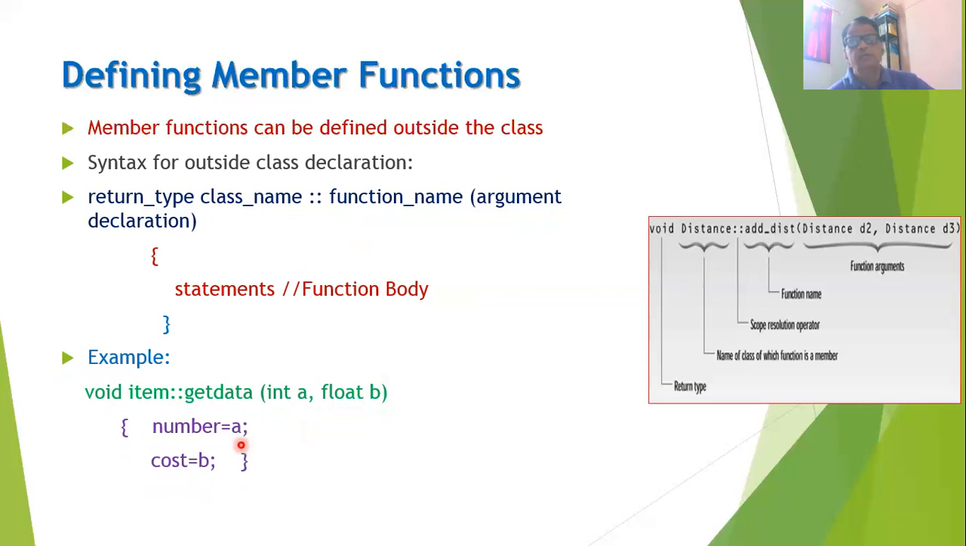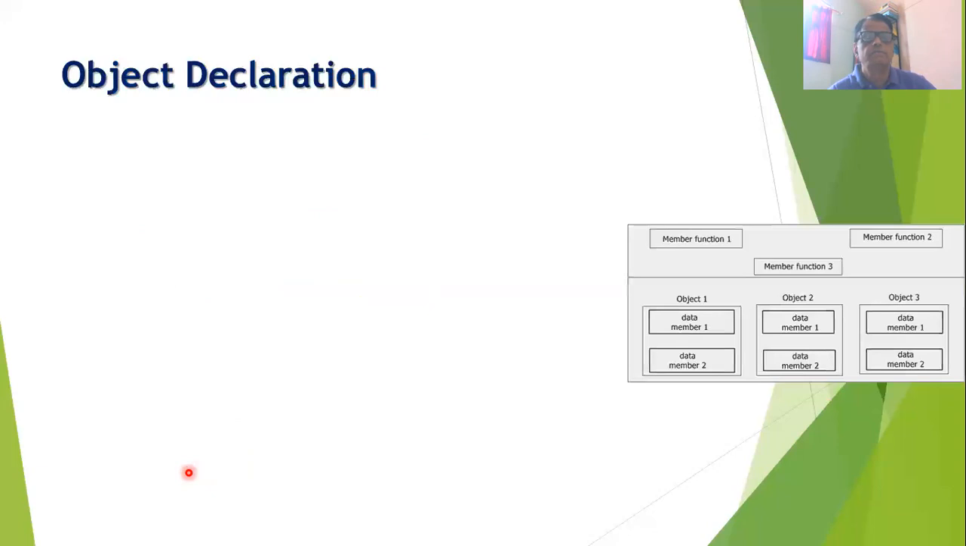And then I write the different statements which constitute the function body. Suppose the value of a is assigned to number, and the value of b is assigned to the other variable cost. So this is a way, isn't it? You will find that you can define a member function outside the class. There is a slight change in the syntax when you define a function outside the class.